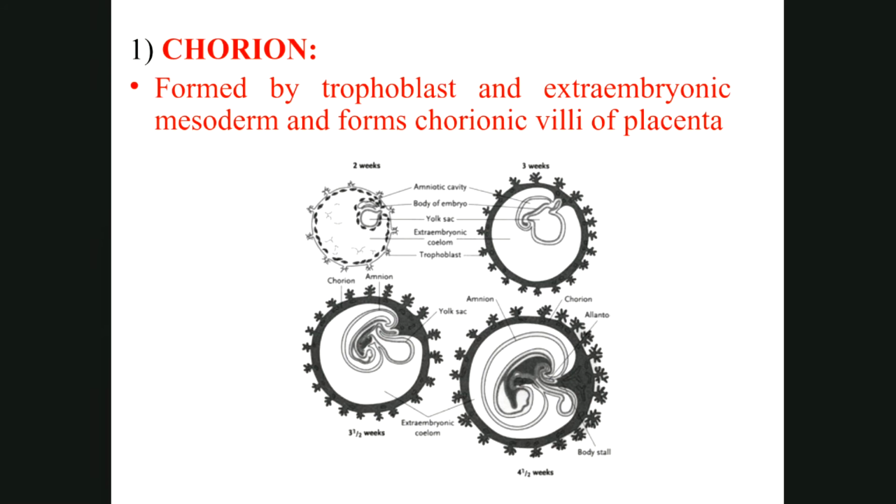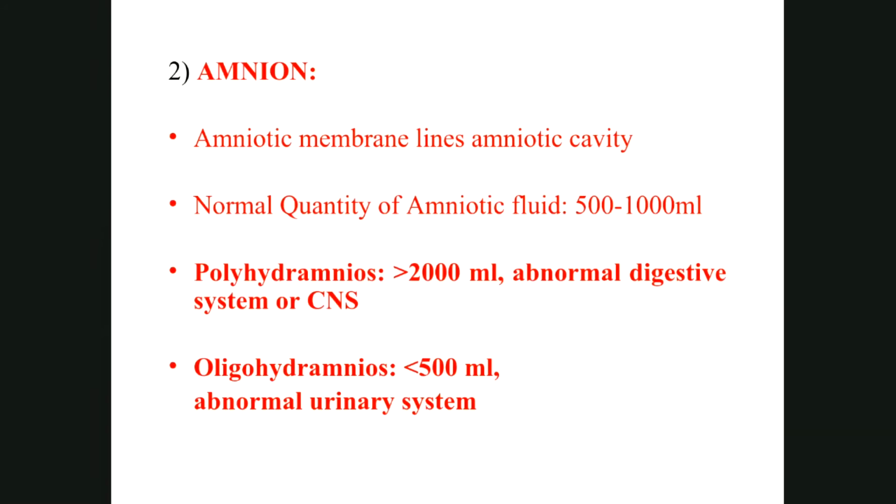Let's talk of one or two lines for the amnion. Amnion is the membrane which lines the amniotic cavity. An amniotic cavity contains a fluid. What is the level of the fluid? 500 to 1000 ml. So 500 to 1000 ml is the normal quantity of the amniotic fluid.